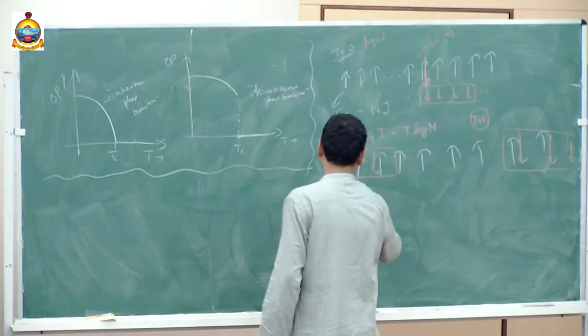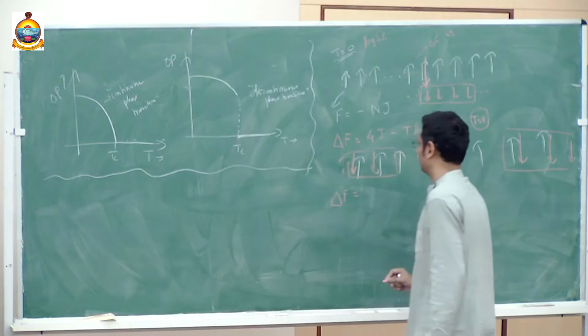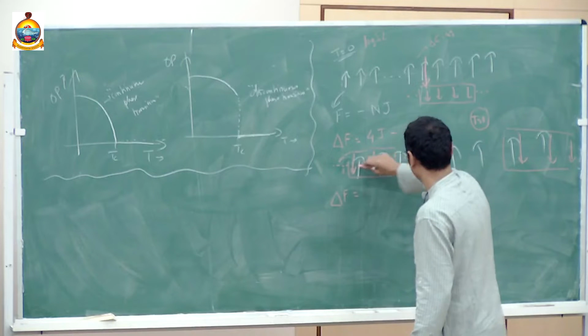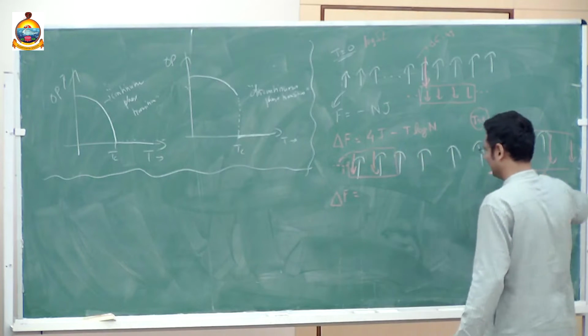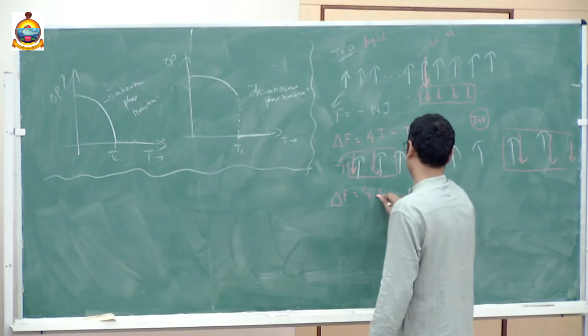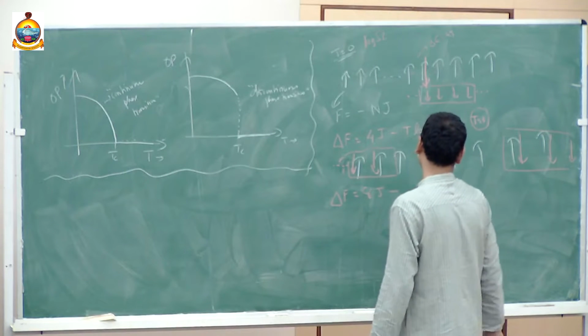Then what is the free energy change here? So first, what is the energy cost? 8j, right? Because you don't care about the length inside here and the length inside here. That can also fluctuate a bit, but it's just 8j, right?